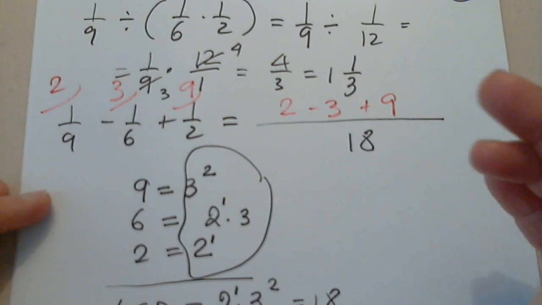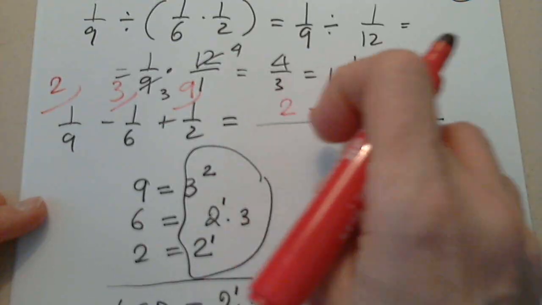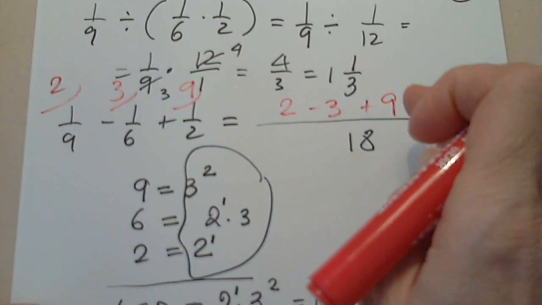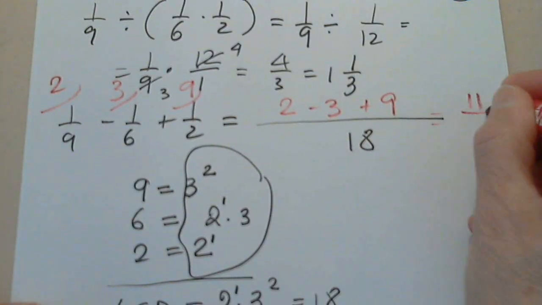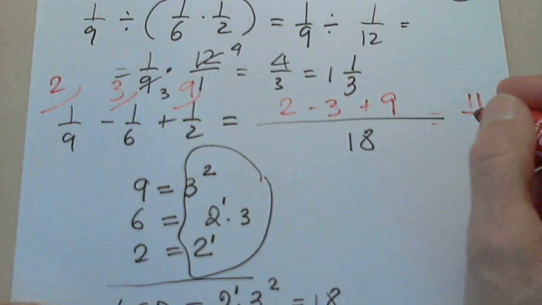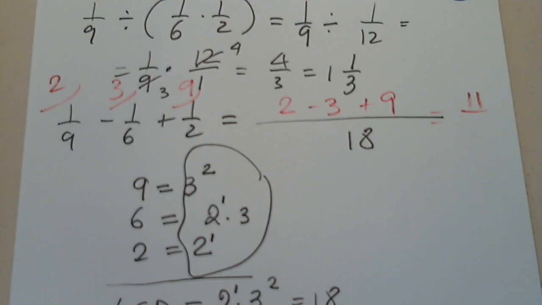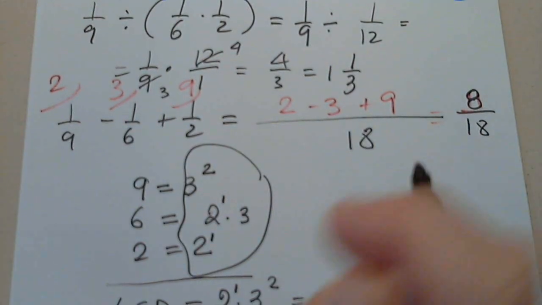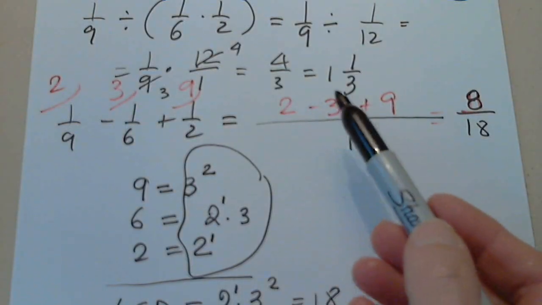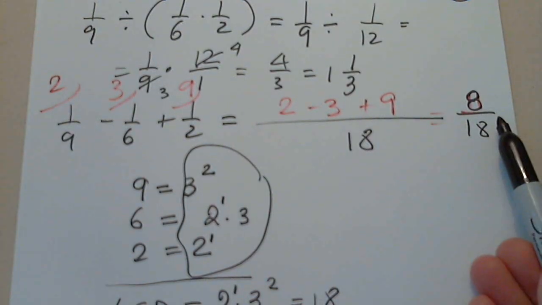You do what you want. You can say 2 minus 3, negative 1, plus 9 is 8. Or 9 plus 2 is 11. 11 minus 3 is still 8 over 18, no matter what you do. So 2 minus 3 is negative 1. Negative 1 plus 9 is 8.